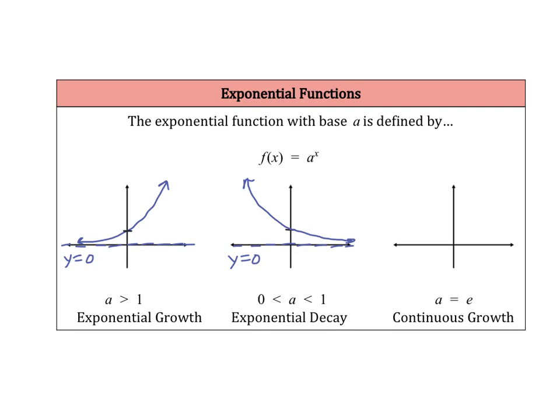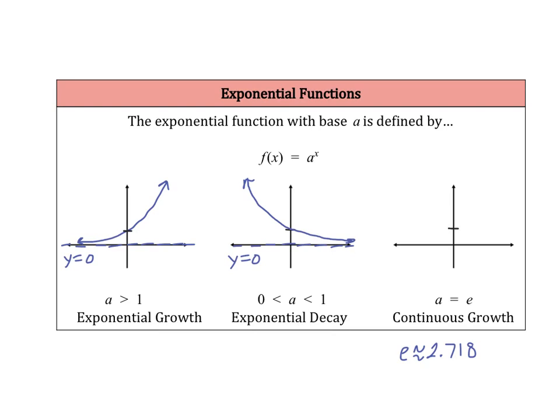The last type of exponential function you might see is an exponential function with a base of e. So remember, e stands for an irrational number. So e is approximately 2.718. So if you ever have a base of e, we experience what's called continuous growth.